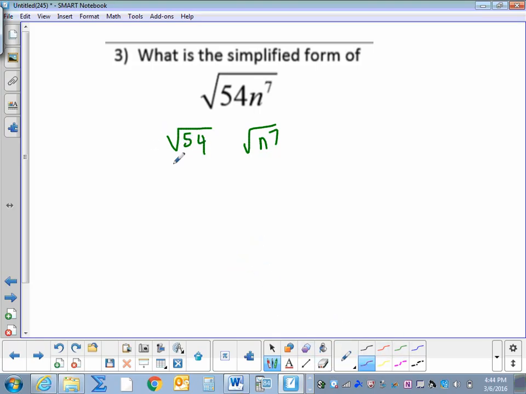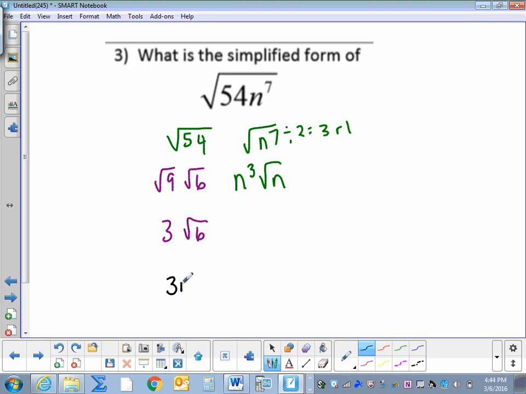Square root of 54 is the square root of 9 times the square root of 6, which is 3 square roots of 6. N to the 7th, so when we have a variable, we take the exponent and divide it by 2, and if there's any left over, we leave it under the radical sign. So the square root of n to the 7th is n to the 3rd times the square root of n. So now on the outside, we have the number 3. On the outside, we have the variable n to the 3rd. And under the radical, we have a 6 and an n.